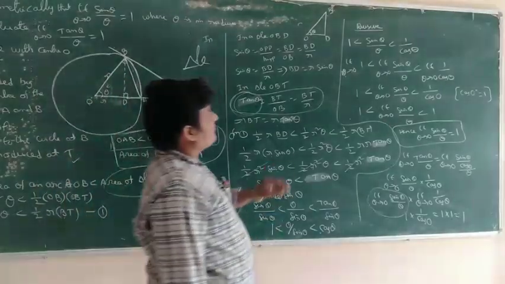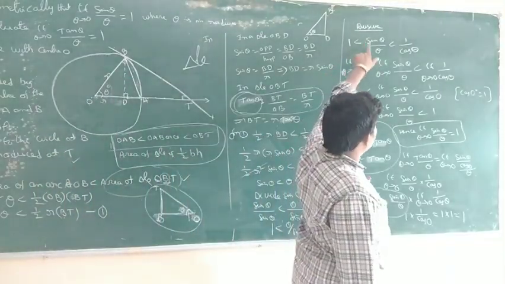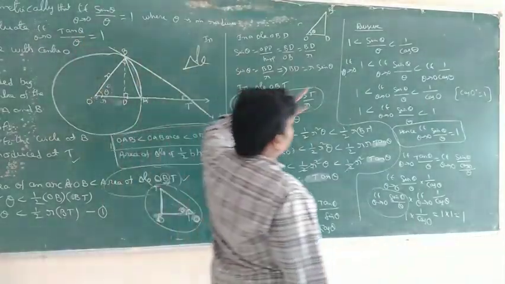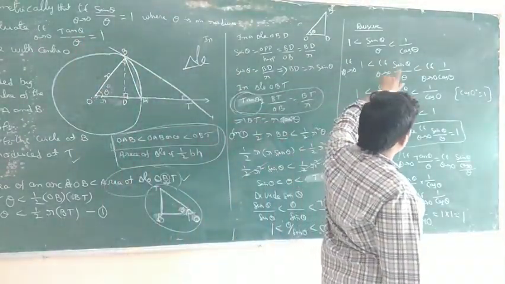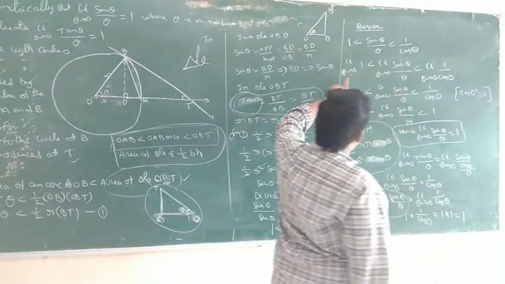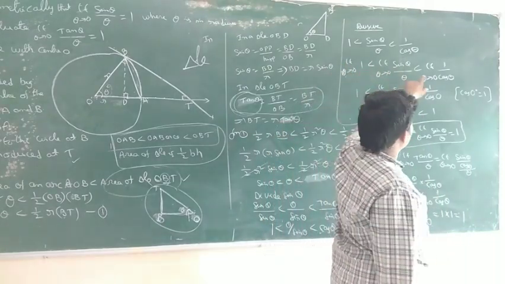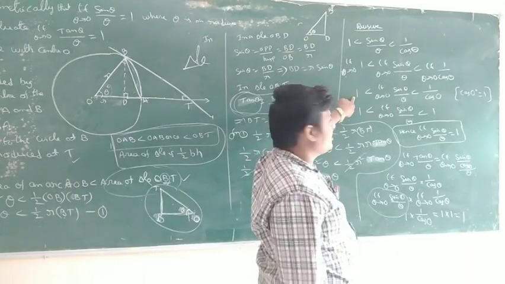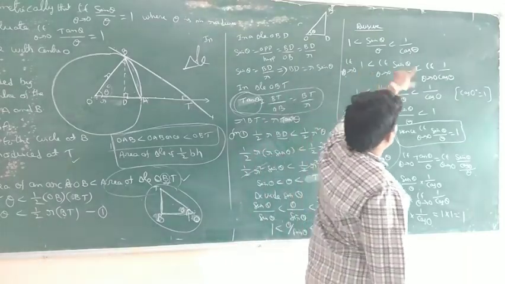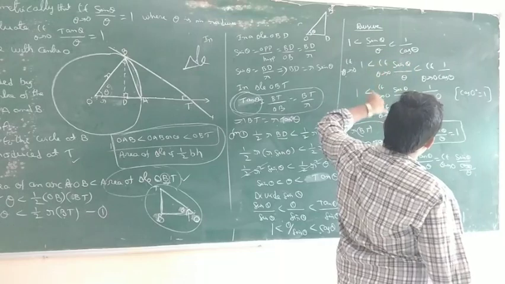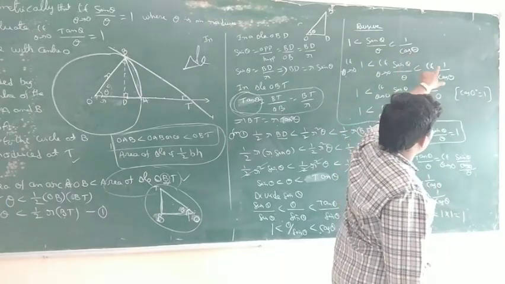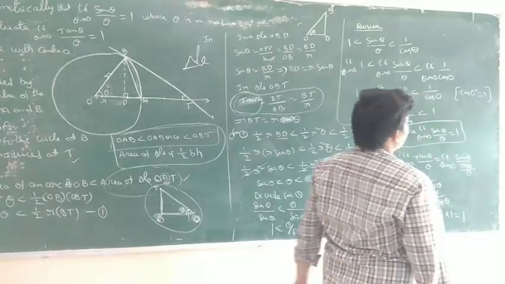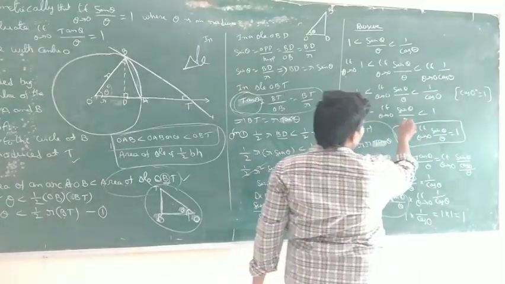So we get sin theta by theta. What is the limit? Take the limit as theta tends to 0 of sin theta by theta, using the limits. The limit of a constant is equal to that constant. So the limit of 1 is 1, less than the limit as theta tends to 0 of sin theta by theta, the value we want, less than the limit of 1 by cos theta. Theta is equal to 0, and cos 0 value is 1. So 1 less than this less than 1.